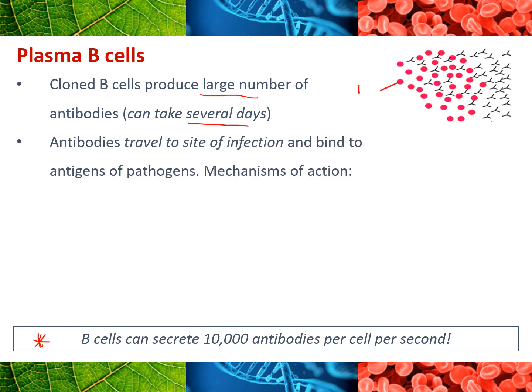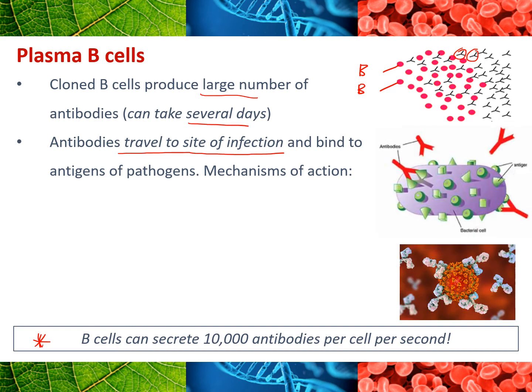If you look over here, these little pink dots are examples of my plasma B cells. Remember, each one of these is producing up to 10,000 antibodies. These antibodies get released, so they actually travel away from the B cell, and they will travel in the bloodstream to the site of infection, or wherever those pathogens are in the body. When these antibodies find pathogens, I've got two examples here. We've got one here which is a bacterial cell, and then this is a virus.